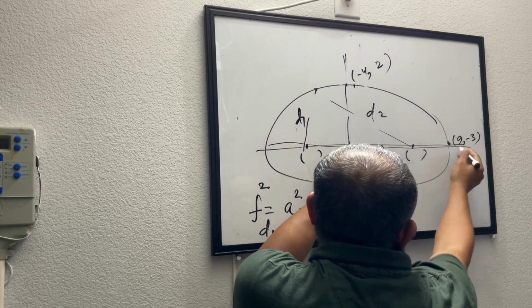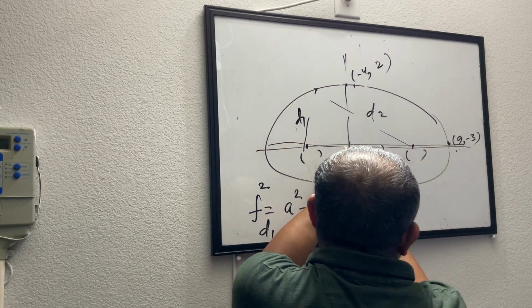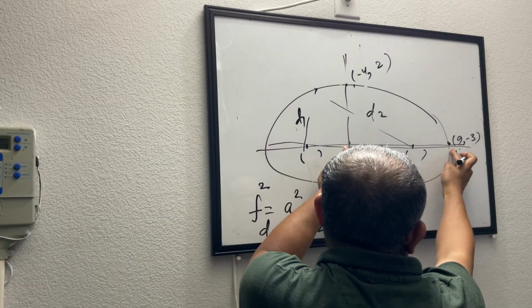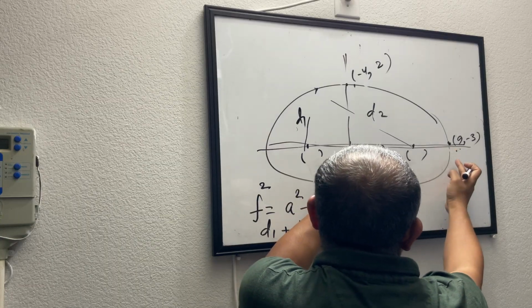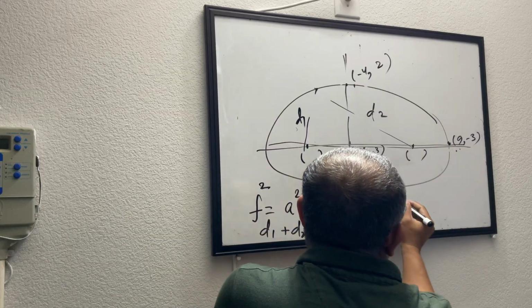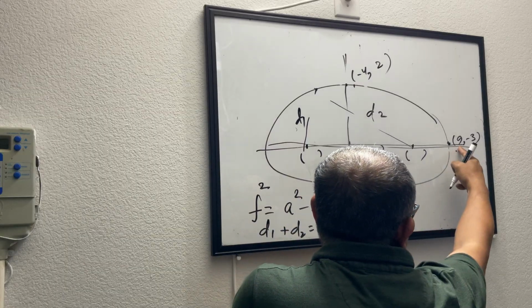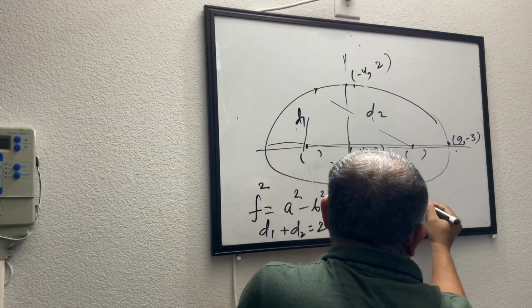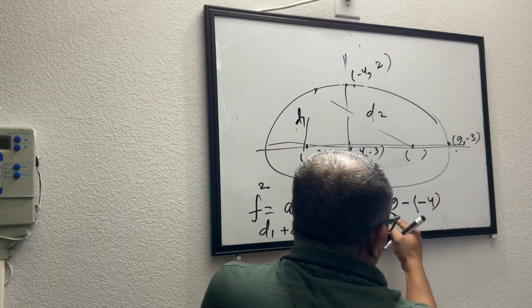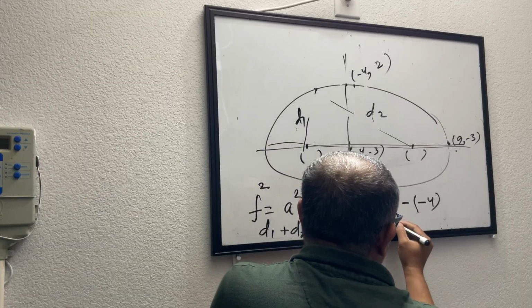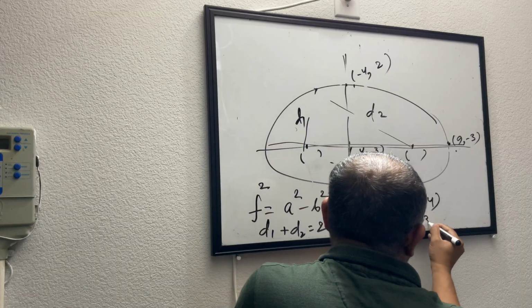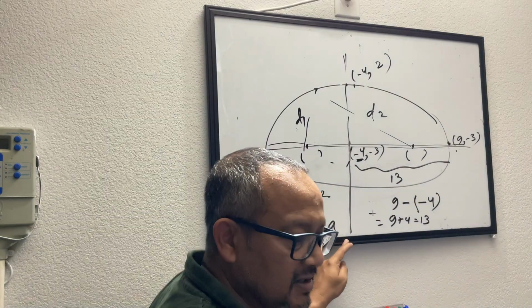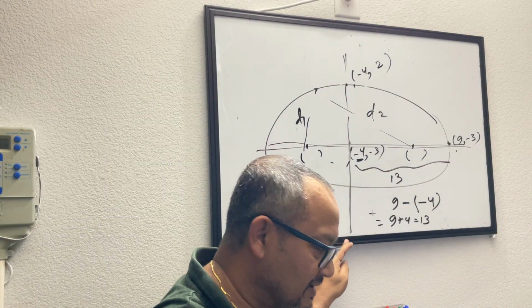So from here to here, what is my distance? It's only my x coordinate that is changing. Y coordinate remains the same. So the distance between this point and this point is the x coordinate of the later point minus the x coordinate of the initial point. This becomes 9 minus minus 4, plus 9 plus 4, that is 13. So we got this length as 13 units. Does it make sense?